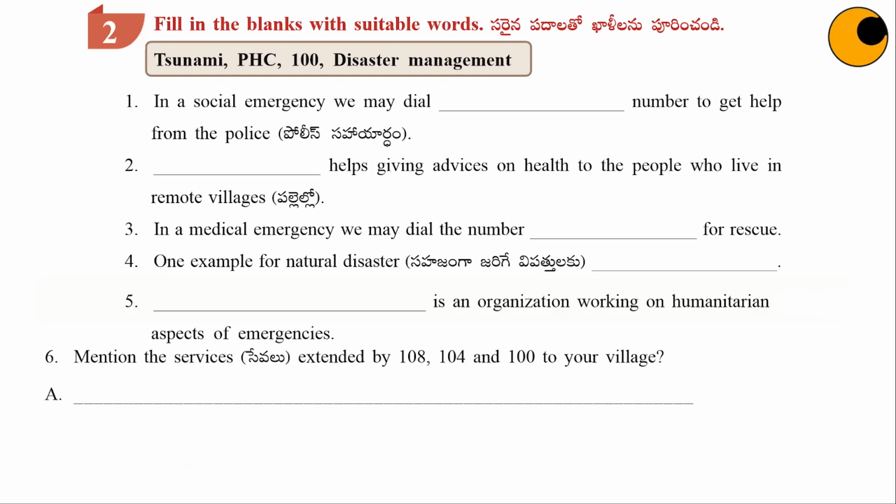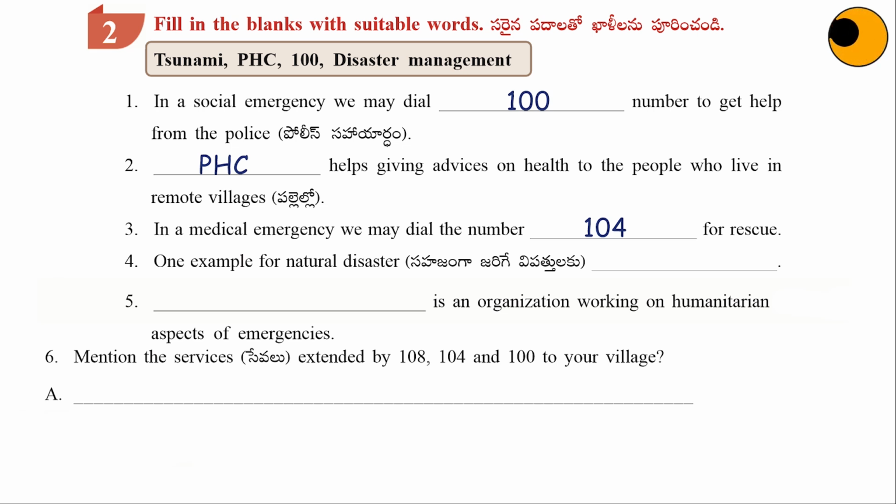Fill in the blanks with suitable words. In a social emergency, we may dial 100 number to get help from the police. PHC helps giving advices on health to the people who live in remote villages. In a medical emergency, we may dial the number 104 for rescue.